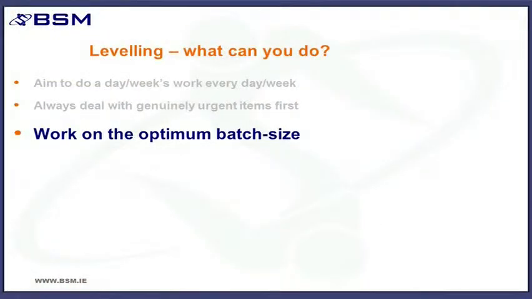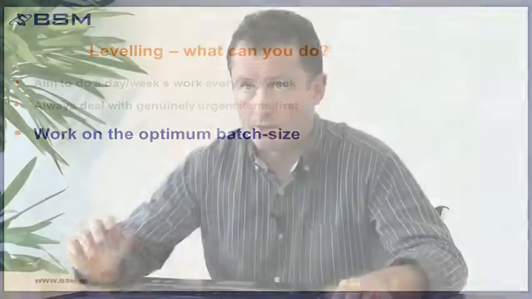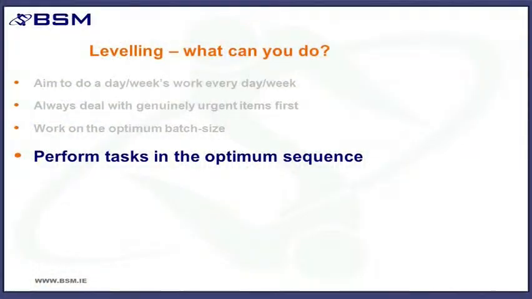The third thing we can do is, when we're working, we can try to work on a good batch size. So whatever the task is that we're doing, we can try to work on a batch size that allows us to be productive. And the final thing that we can do at a high level is we can set out to perform tasks in an optimum sequence.